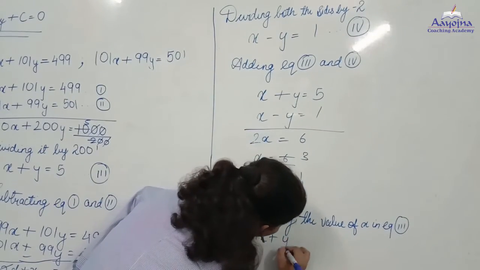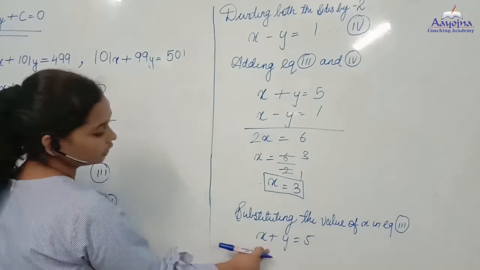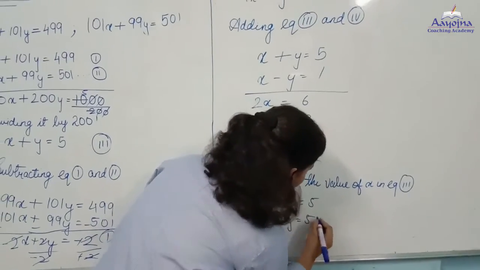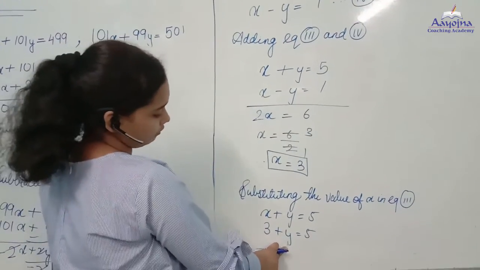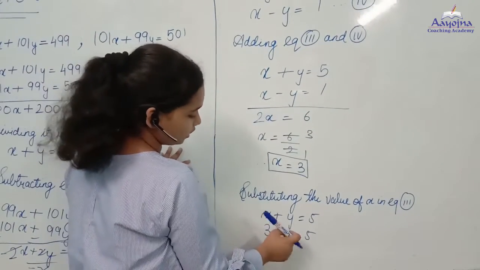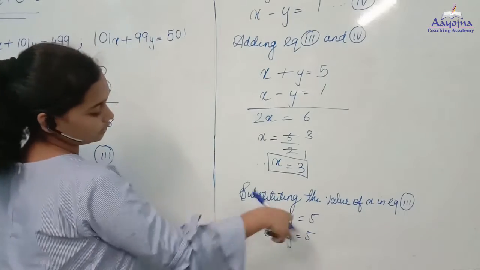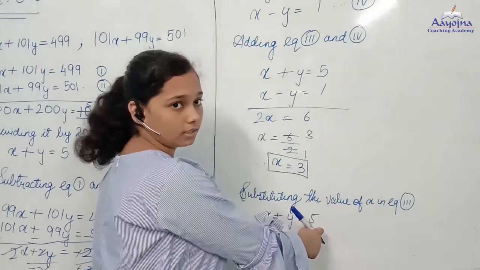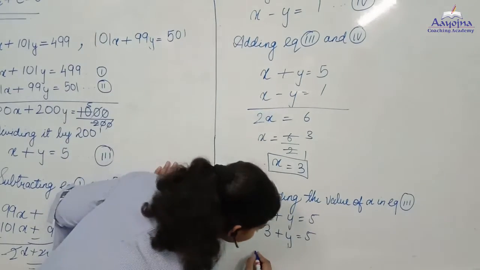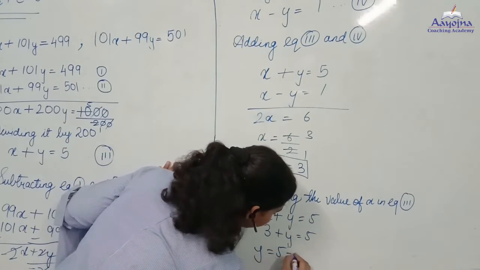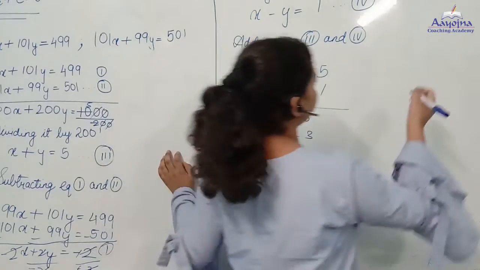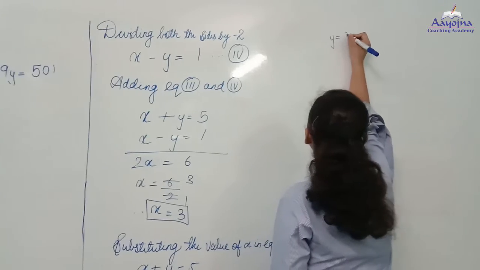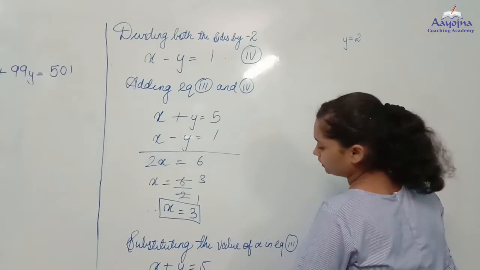Now the equation is x plus y is equal to 5. The value of x is 3, so it becomes 3 plus y is equal to 5. Now we want to find the value of y, so we'll transpose it this side, and here 3 is addition. Once we transpose it this side, it becomes subtraction. So y is equal to 5 minus 3. So the value of y becomes 2, because 5 minus 3 is 2.